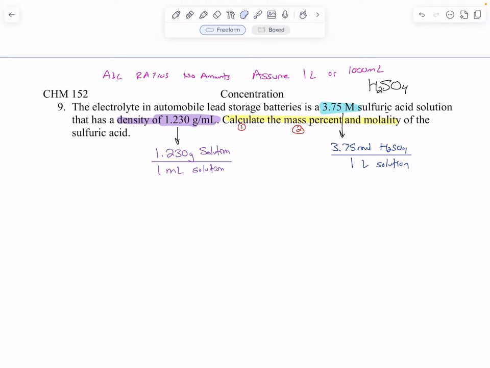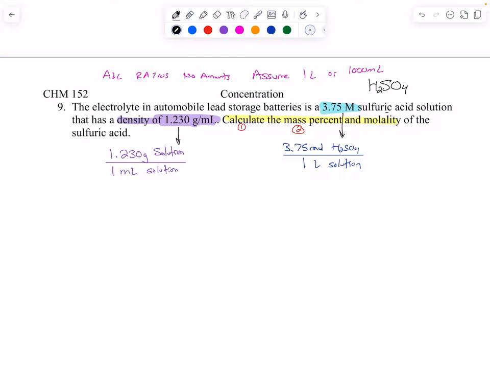Okay? So with 1,000 milliliters, we got 2 things here. We're going to move this over to this way and move this one over to the left. And so now we're going to rewrite these. So I have my density, 1,230 grams per 1 liter. And then I have 3.75 moles of H2SO4 in 1 liter. So now I have some things I can go with.